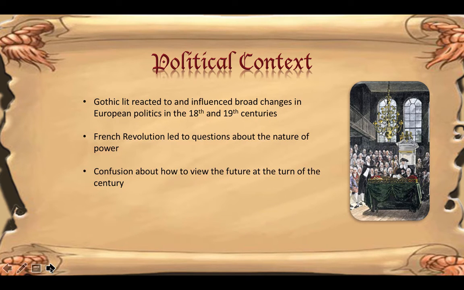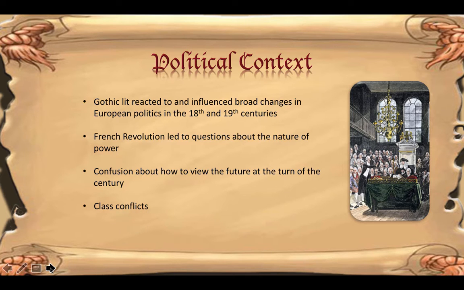Now, in addition to the French Revolution, the turn of the century itself led to confusion about how to view the future, as turns of the centuries always do, Stevens says. Just as it did in 1999, the turn of the century led to views ranging from extreme optimism to absolute despair in 1799, according to Stevens. Some of those who believed that the turn of the century would be the beginning of a dark era turned to nostalgia and escapism, which of course was reacted to and influenced by the Gothic literary genre, which looked back to what we call the medieval period, Stevens says.